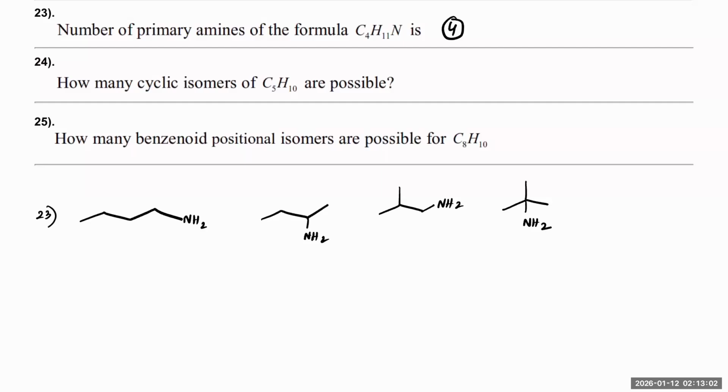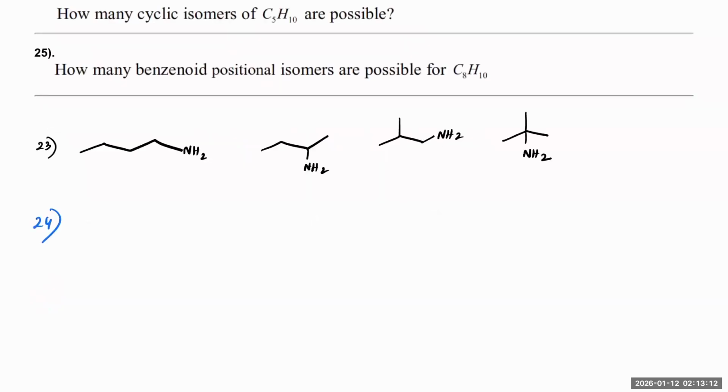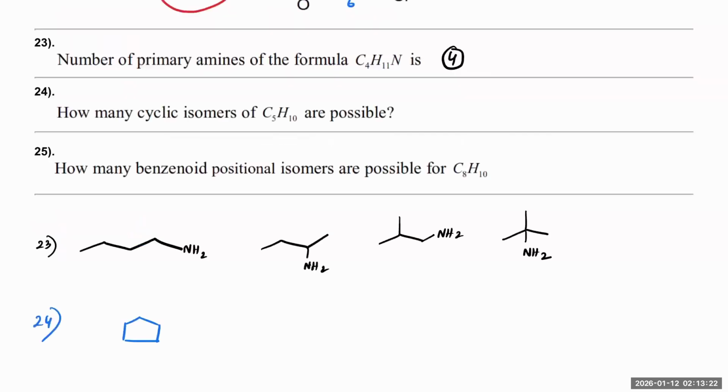Next. Check out the 24th. How many cyclic isomers of C5H10 are possible? Okay, C5H10 are possible here. Got it? Here, I think the question was more appropriate. This we have solved already. We had a similar question. We got it as 5.